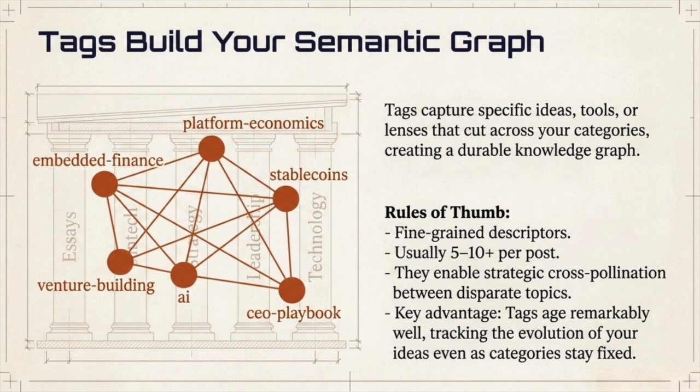Now, tags, on the other hand, build your semantic graph. They're fine-grained, granular descriptors. You could have as many as 5 or even 10 per post. They cross-pollinate ideas across completely different categories. While categories remain fixed over time, your tags dynamically evolve alongside your thinking.